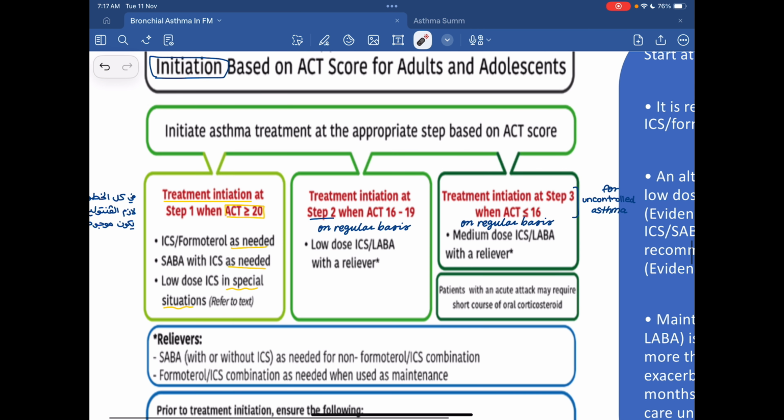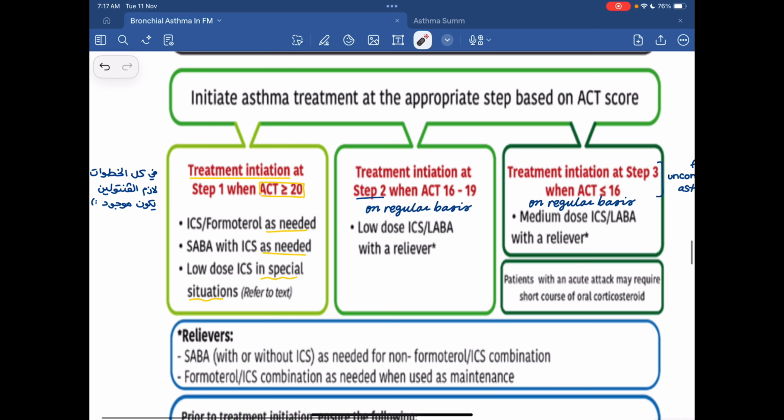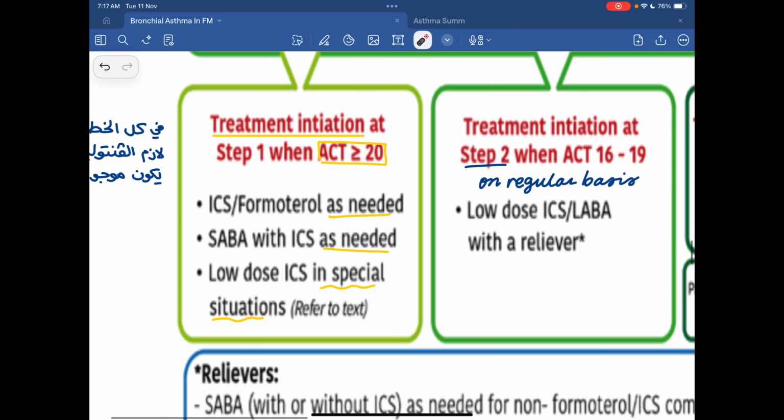Initiate asthma treatment at the appropriate step based on the ACT score. Step 1 is for ACT 20 or over. Use as needed, only as needed. ICS and formoterol as needed, we need a reliever or SABA with ICS as needed.